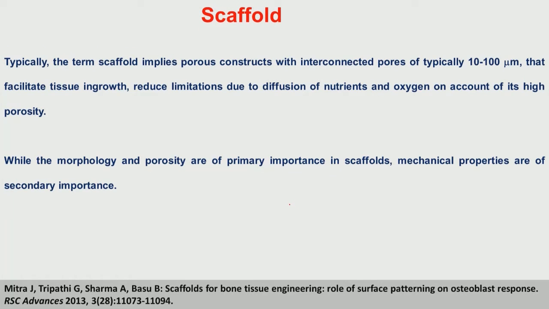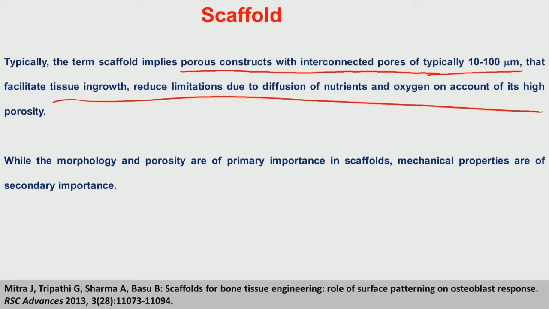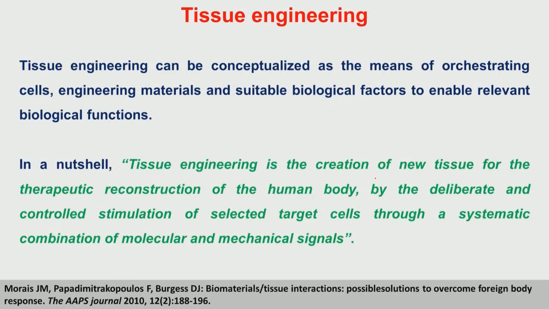Typically the term scaffold is restricted to 3-dimensional porous constructs with interconnected porosity, here like 10 to 100 micron, that facilitate tissue ingrowth and reduce limitations due to diffusion of nutrients and so on. So, morphology and porosity are of primary importance to scaffolds, whereas mechanical properties are of secondary importance.